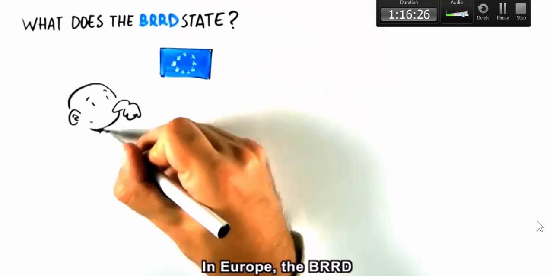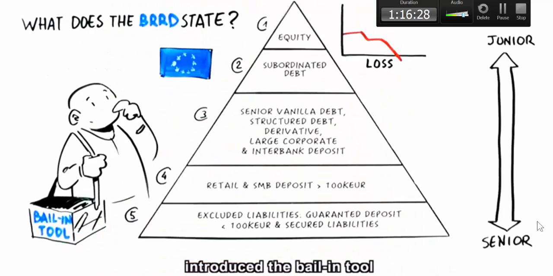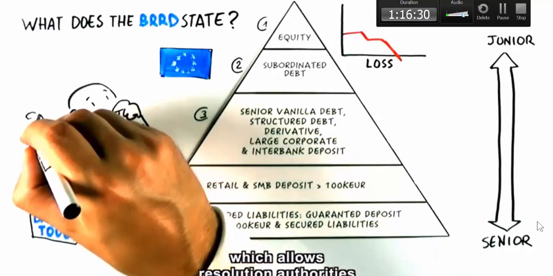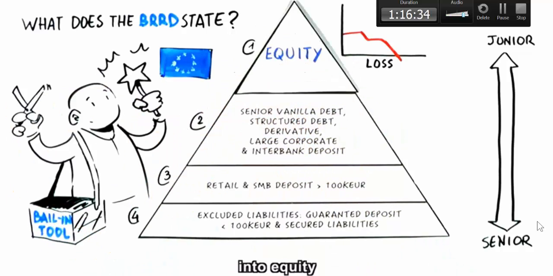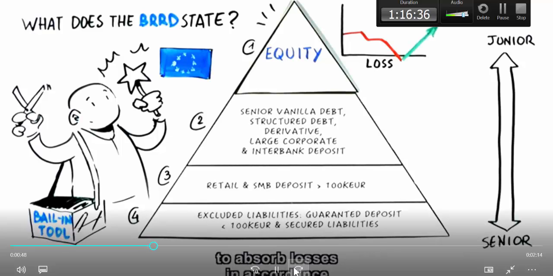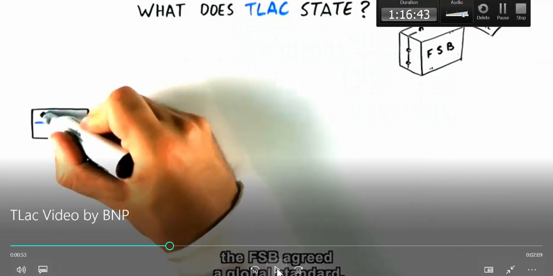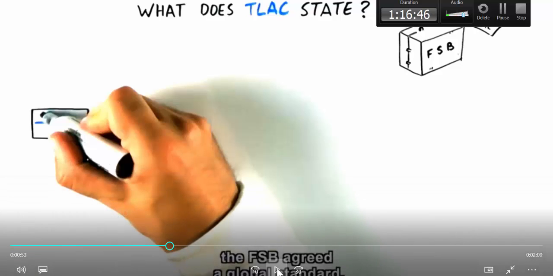In Europe, the BRRD introduced the bail-in tool, which allows resolution authorities to haircut or convert liabilities into equity to absorb losses in accordance with the insolvency priority order. Now, that's exactly what I was trying to tell you when the CoCo bonds convert under certain conditions. Okay, that's what she's referring to.